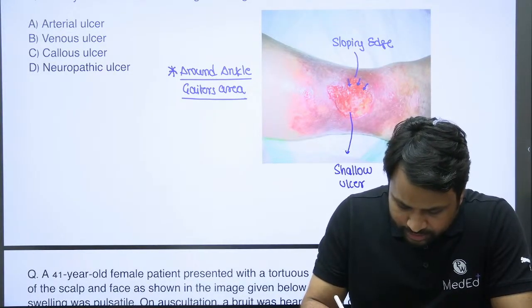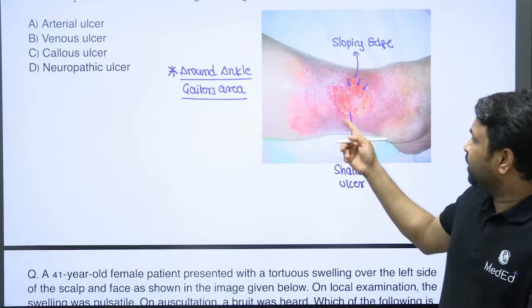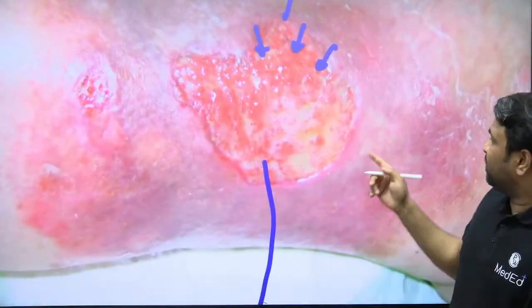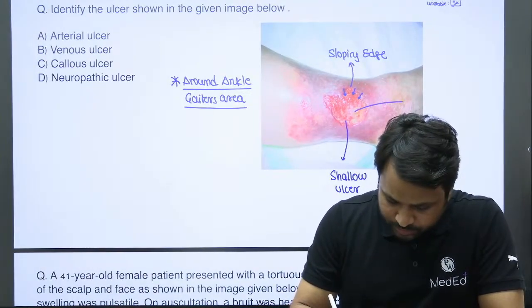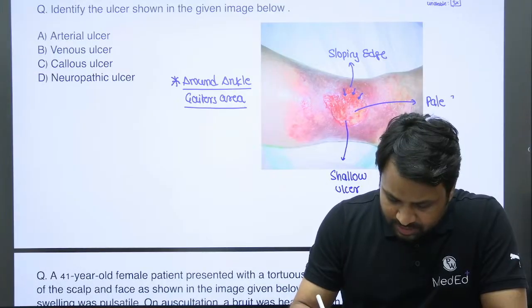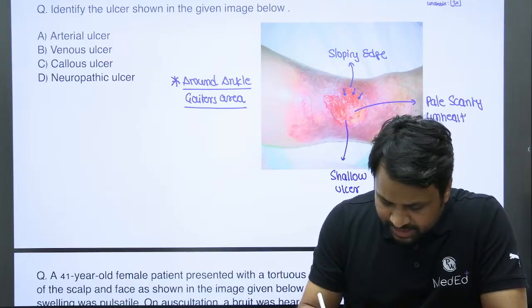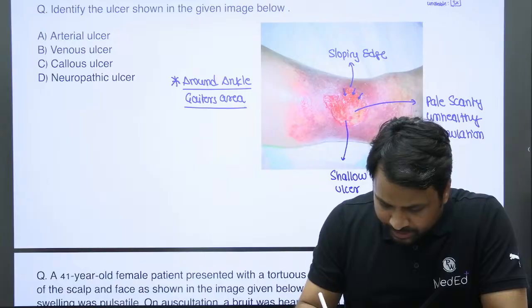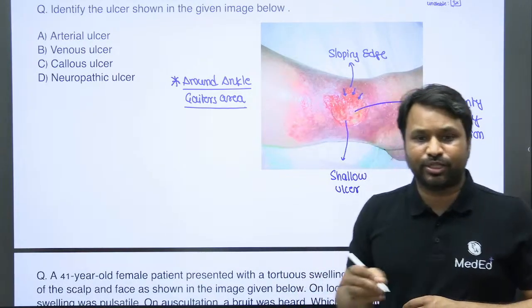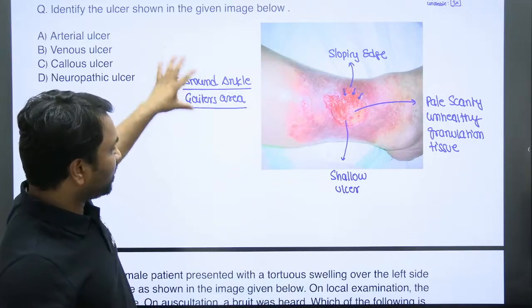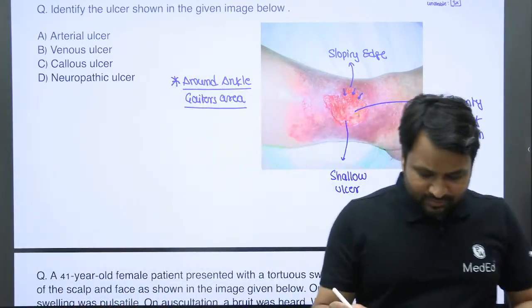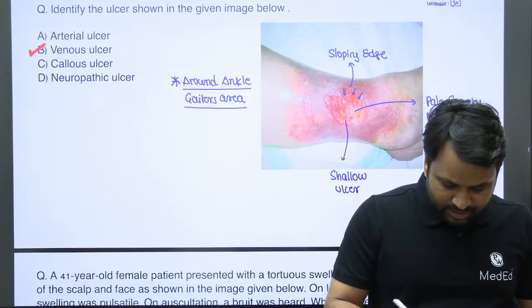Right. Now when you look very carefully, even the granulation tissue is not very healthy. You can see this pale appearance of the granulation tissue. The presence of pale, scanty, unhealthy granulation tissue, together with a sloping edge and a shallow ulcer around the gaiters area, is your venous ulcer. It is going to be your venous ulcer.